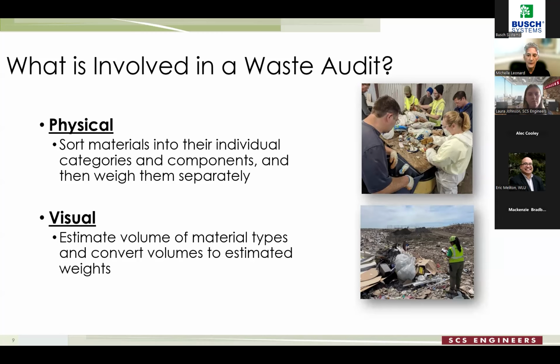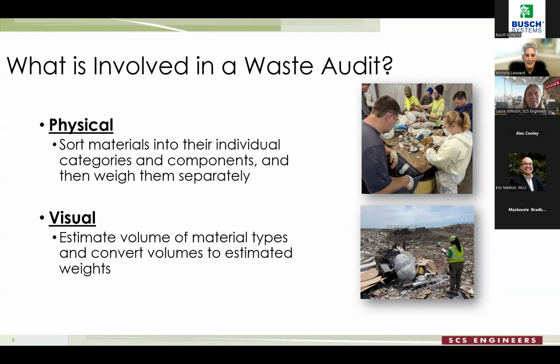So in a physical study, these are probably the ones you may be most familiar with. This is when we literally sort the materials into individual categories and components, and then weigh each one separately. So we would have a category of paper, and then the components would be cardboard, writing paper, newspaper, OCC, etc. The number of categories and components can number in the high hundreds. It really depends on the type of study and what you're trying to find out.